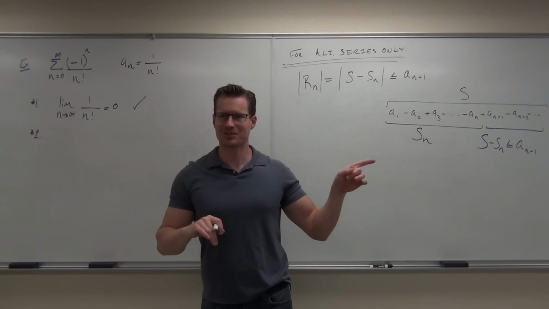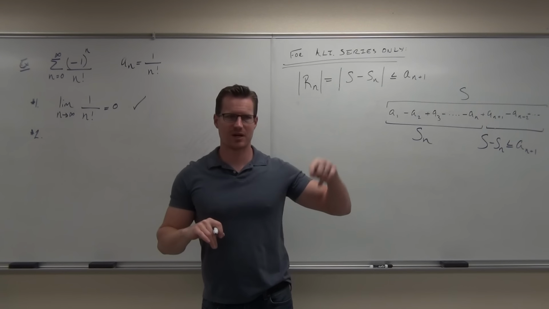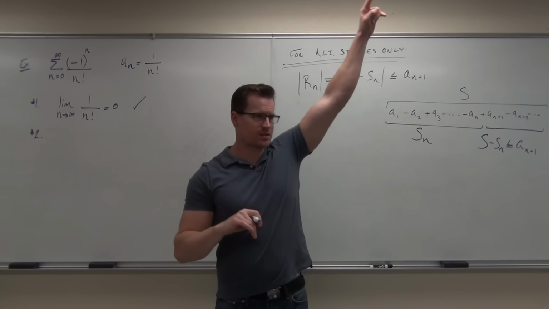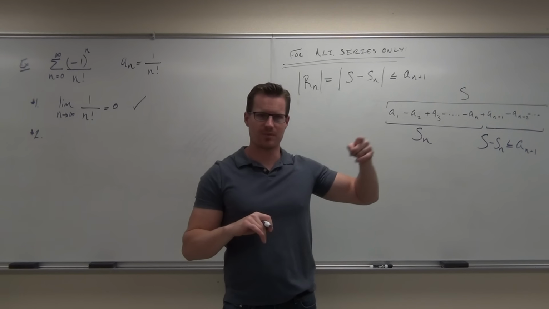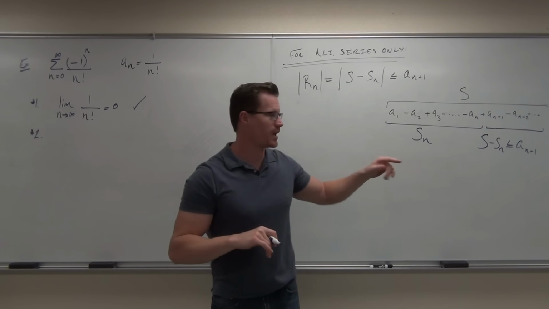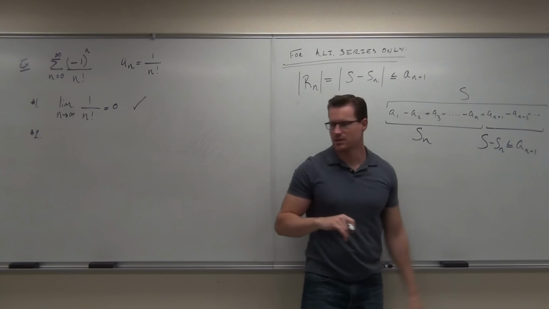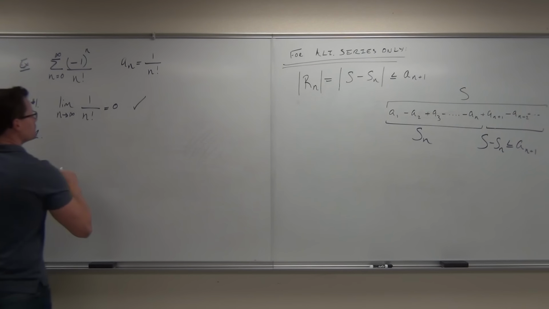Because it's alternating. If you keep going back and forth, plus, minus, and your terms get bigger, it's not going to work. But if your terms get smaller, remember that whole sum idea? We went forward, then back, eventually we're going to once. And we wouldn't even be able to find error if it wasn't decreasing. So, yeah, it's got to be decreasing.